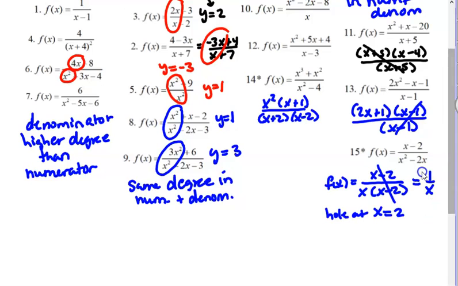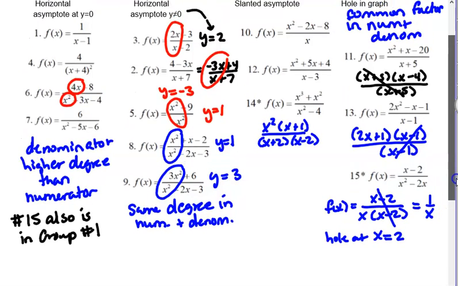So 1 over x also has a horizontal asymptote at 0 because the denominator has a higher degree than the numerator. So number 15 also is in group 1, because it has both a hole in the graph and a horizontal asymptote at 0.